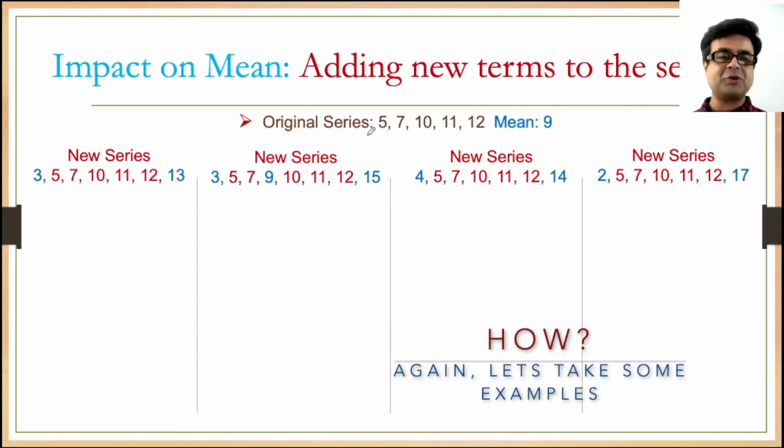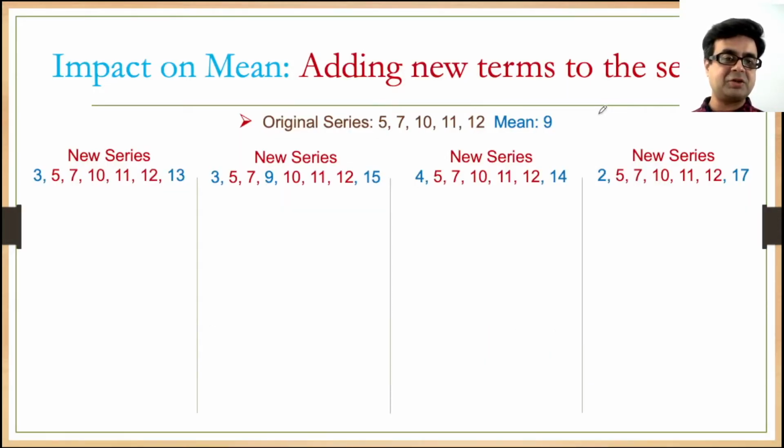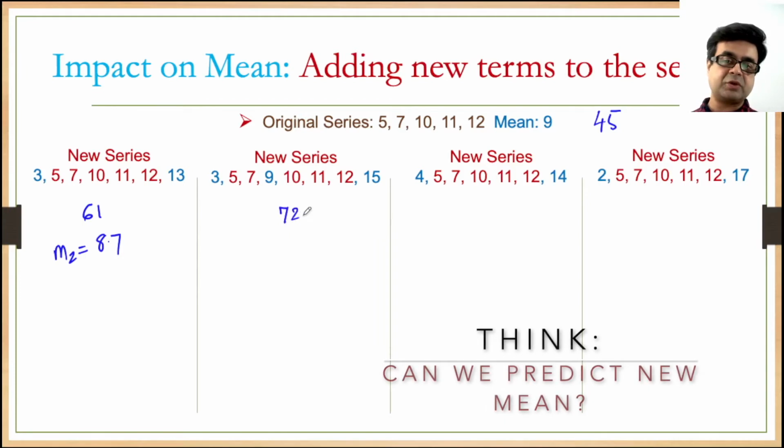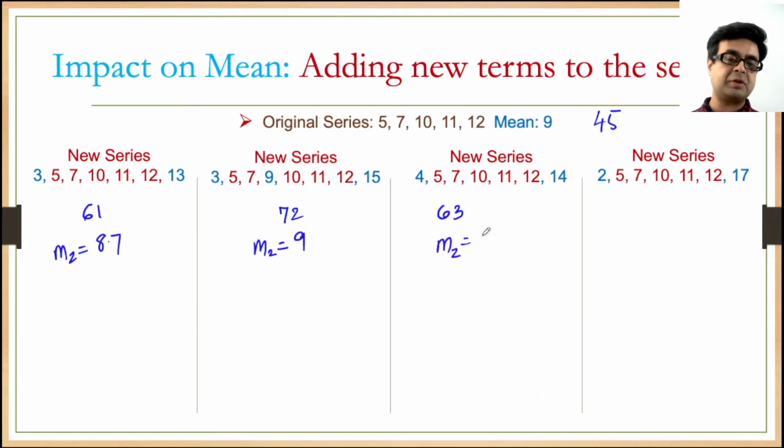So here we have the same original series with a mean of 9 and, as you recall, the sum of 45, and we are adding additional terms to the series. However, in this particular case, for every new series, some of the terms are greater than the mean and some of the terms are less than the mean. So it is not very straightforward what will happen to the mean. So let's look at this series. For example, the sum is going to be 61 and the mean is going to be 8.7. In this series, the sum is going to be 72 and the mean 9. In this case, the sum is going to be 63 and the mean is going to be 9 again.